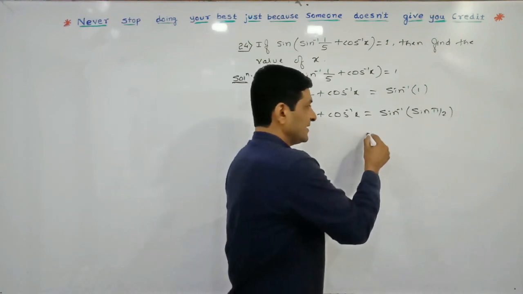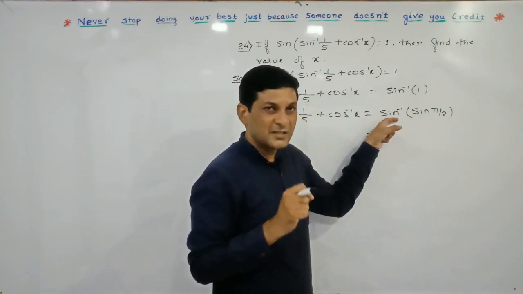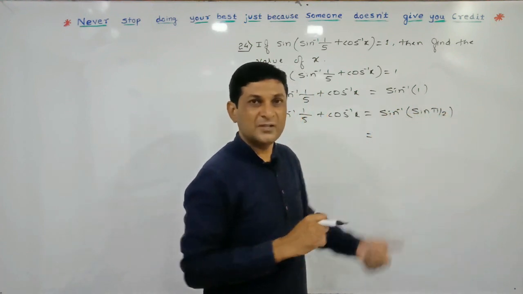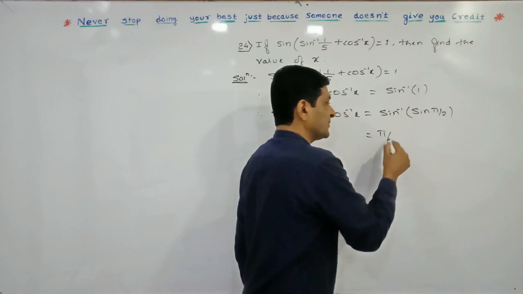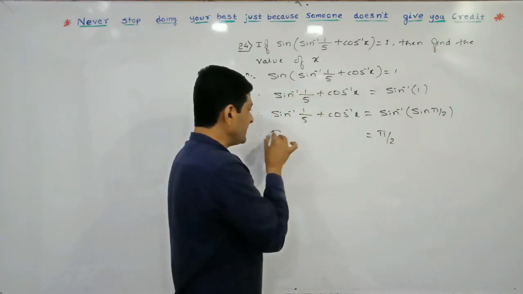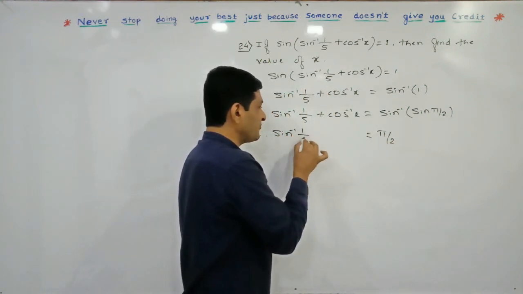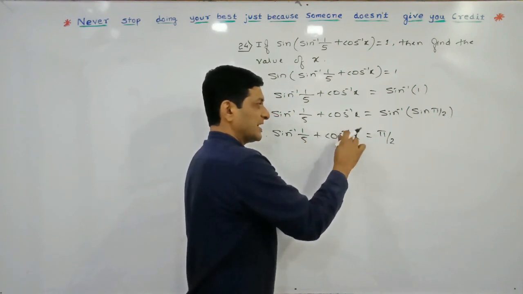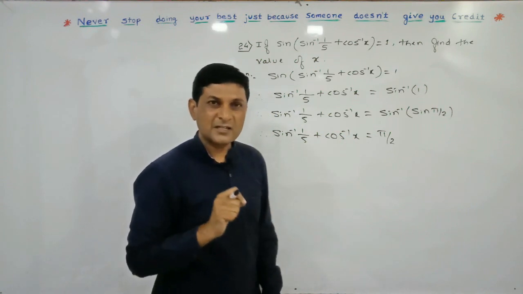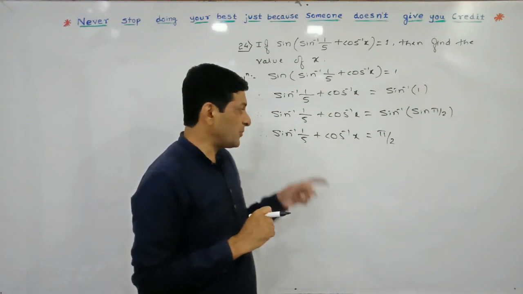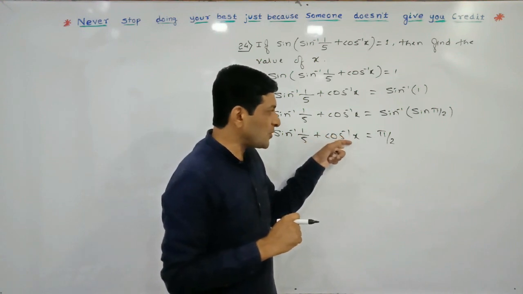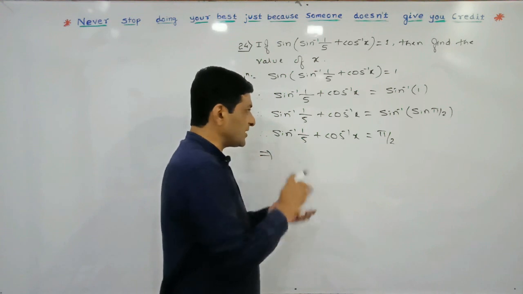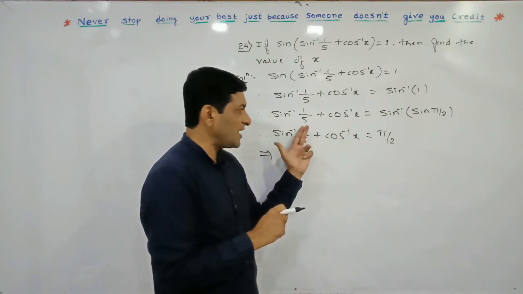So on this side, we can observe that the terms are in the form of which property? Sine inverse of sine x, and we know that sine inverse of sine x will be equal to x. Here x means pi by 2. On the other side, sine inverse of 1 by 5 plus cos inverse of x, keep it as it is on the left hand side. Now we can observe that the terms are in the form of a property. Which property? Sine inverse of x plus cos inverse of x is equal to pi by 2.